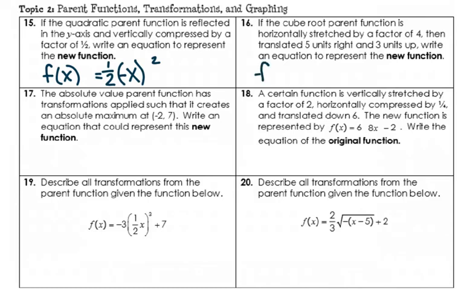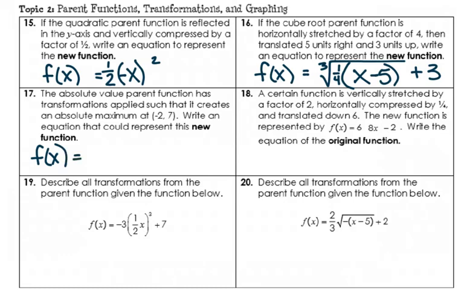Alright, number 16. If the cube root is the parent function, so it would start out like this. If it's horizontally stretched by a factor of 4, that means 1/4 goes in front. Then it's translated 5 units to the right, so that's inside of parentheses. And then if it moves up, that means +3 at the very end. Alright, so if these are not making sense, you need to stop what you're doing right now, go back and watch those videos.